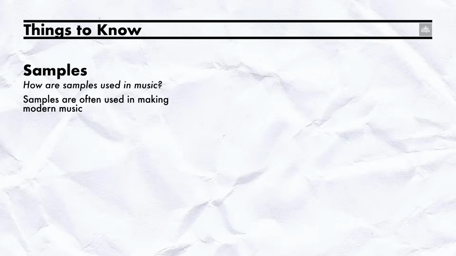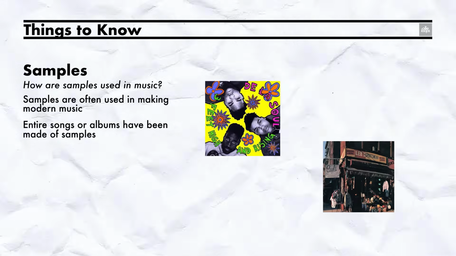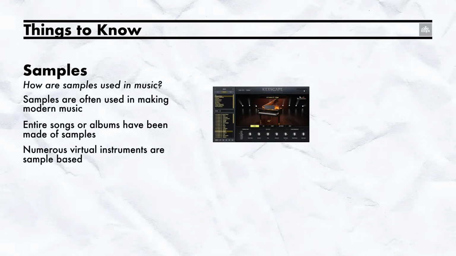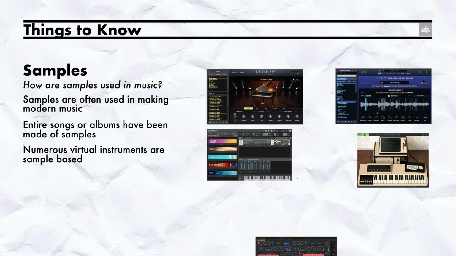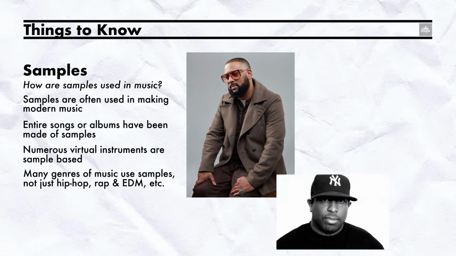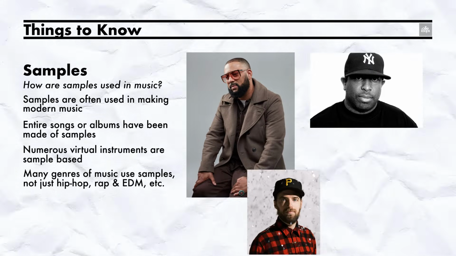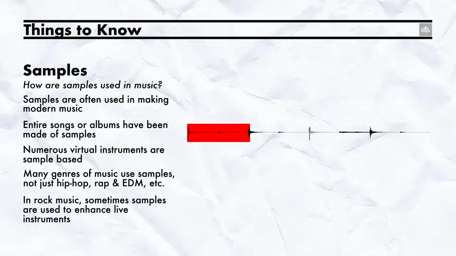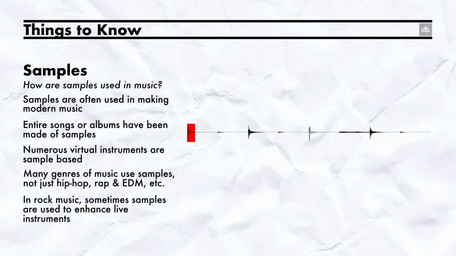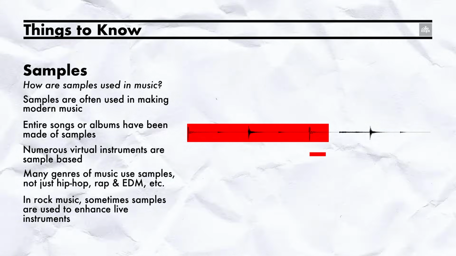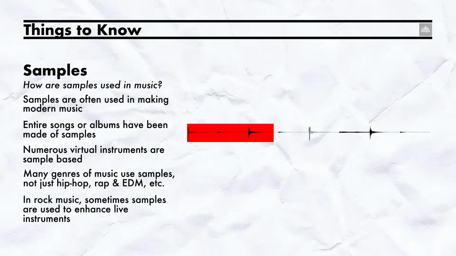Samples are widely used in music. In some cases, an entire song or album could be made of samples. Often samples are used to create a virtual instrument like a piano, synth, or drums. You may think that samples are exclusively used in genres like hip-hop and EDM, but that is incorrect. For example, in rock music, sometimes drums that were recorded live can lack punch, and a kick drum sample may be added during mixing to augment them to sound more full.